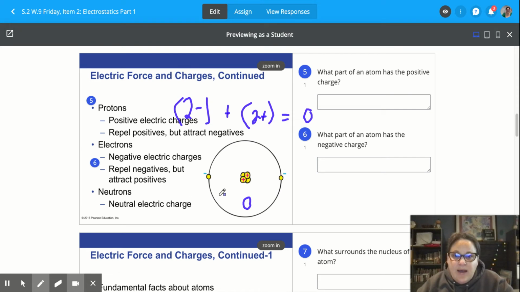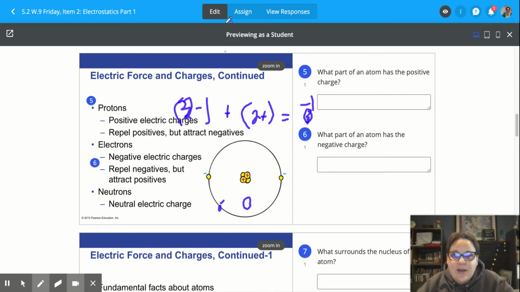Now, if I add an extra electron, then I would have 3 electrons and 2 protons. So if I have -3 and +2, then I have a -1 as my sum. So if I have extra electrons, I'm going to have a negative charge because electrons are negative.